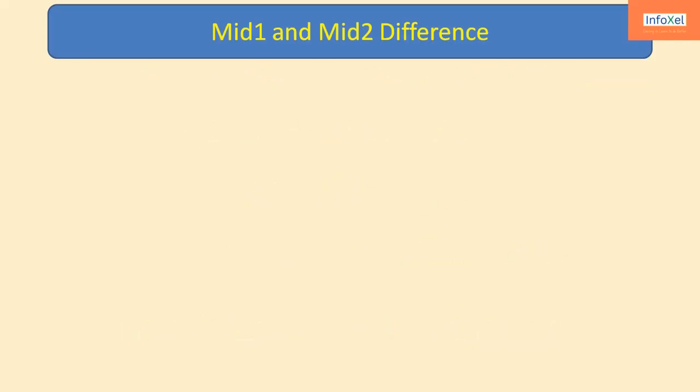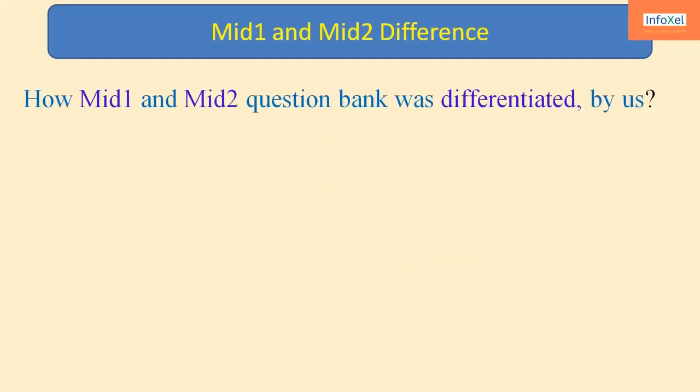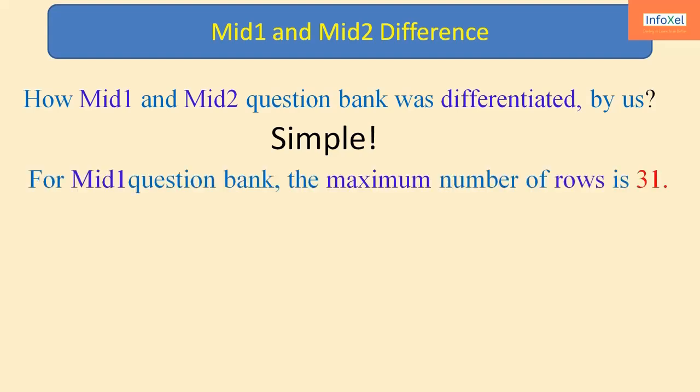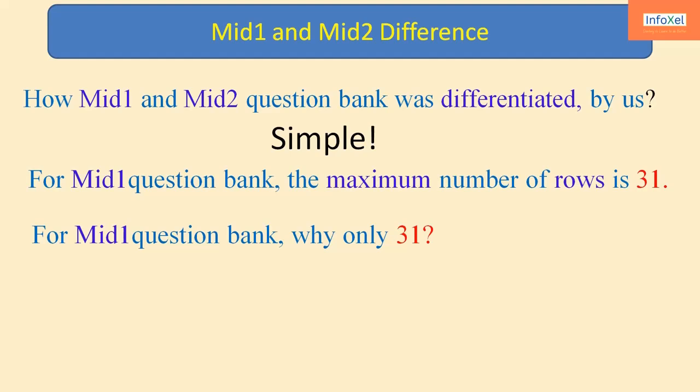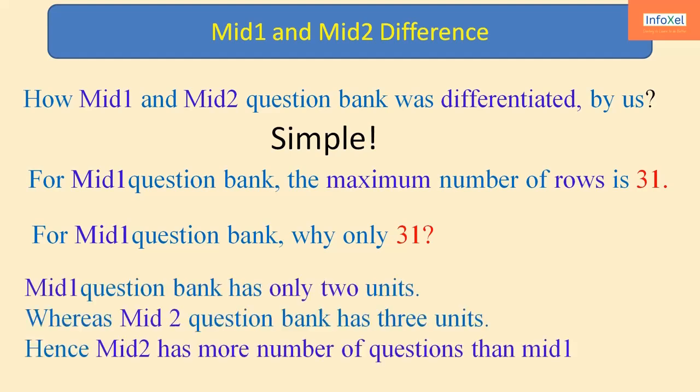Now we will see the difference between mid-1 and mid-2 question banks. How were the mid-1 and mid-2 question banks differentiated by us? Simple. For the mid-1 question bank, the maximum number of rows is 31. Why only 31? Because the mid-1 question bank has only 2 units, whereas the mid-2 question bank has 3 units. Hence, mid-2 has more questions than mid-1.